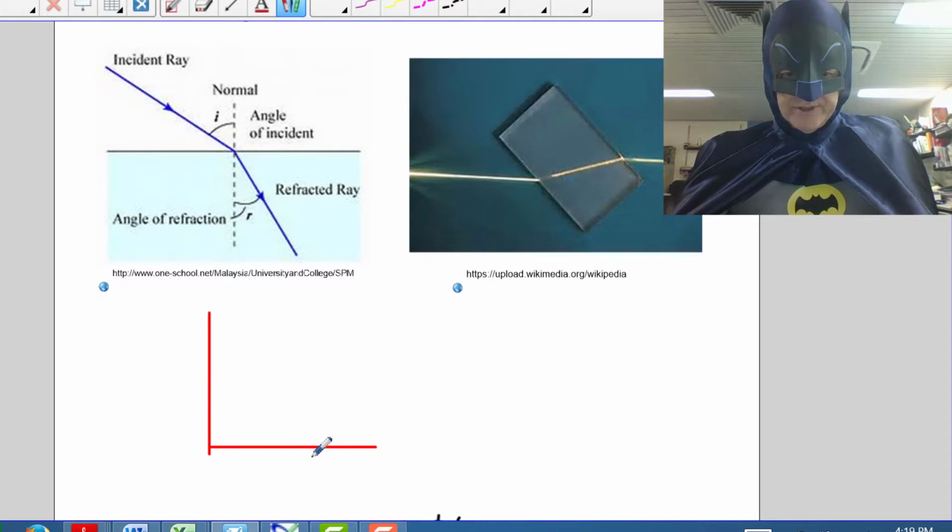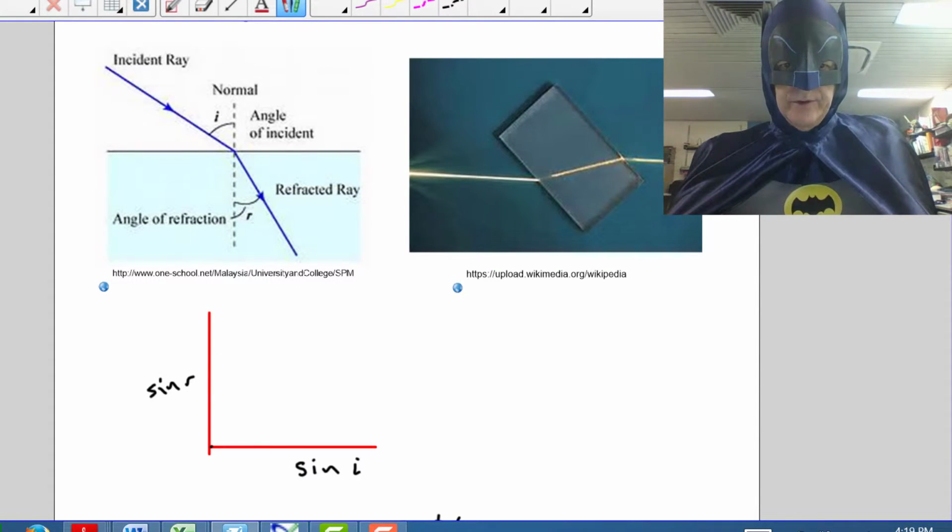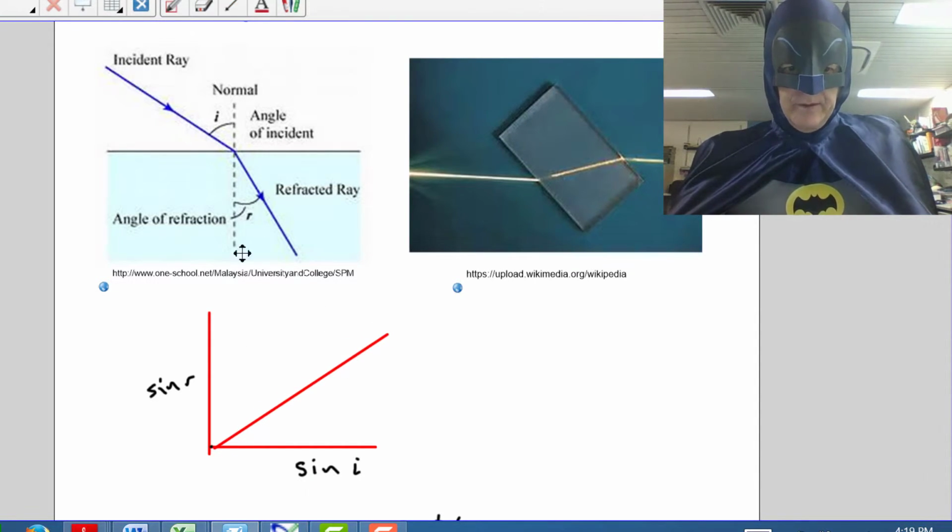If you were to try plotting sine of I along the bottom here and sine of R up the side, you'll find you get a straight line because they are proportional to each other. You'll get a straight line through the origin. And if it's a straight line through the origin, you can say that the sine of I is proportional to the sine of R.